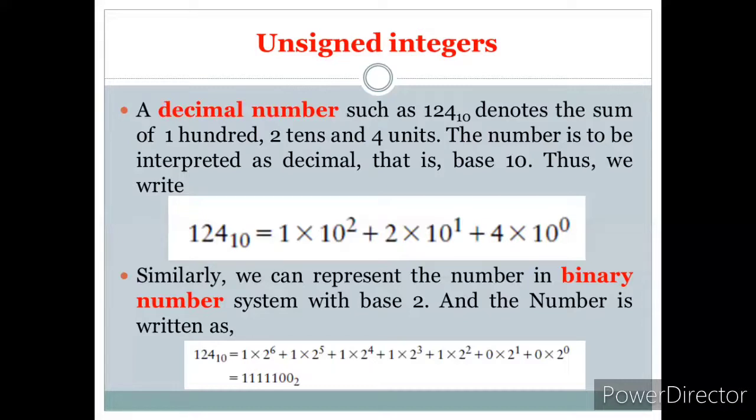If you add these numbers, we get the number as 124. Like 2 raised to 6 is 64, 2 raised to 5 is 32. So 64 plus 32 is 96. 2 raised to 4 is 16. 96 plus 16 is 112. 2 raised to 3 is 8. So 120. 2 raised to 2 is 4. 124. So in this way, we represent the number in the binary number format.